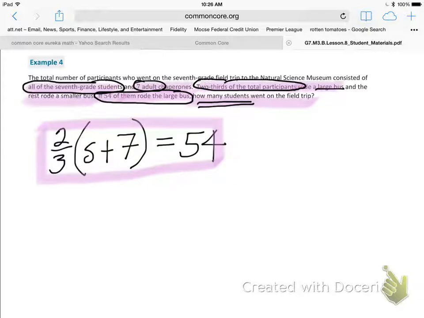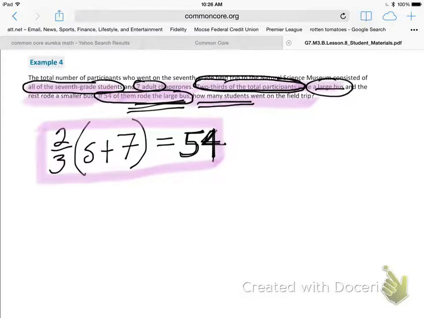Okay, but the way we set up this equation here is that what we knew, and again we know about the large bus. This is what we know right here. We knew a lot about the large bus, and that's what we're going to use to help us out. And we know that on the large bus there are 54 individuals that rode on it, of all participants. And we also know that 2/3 of everybody rode that large bus.